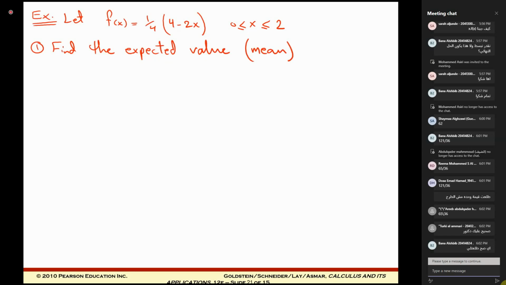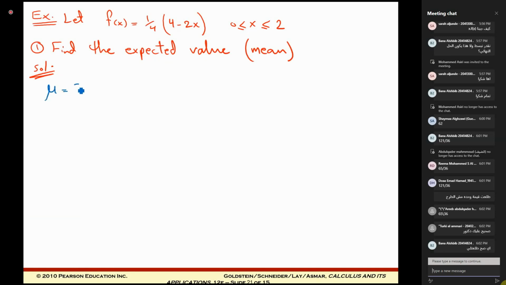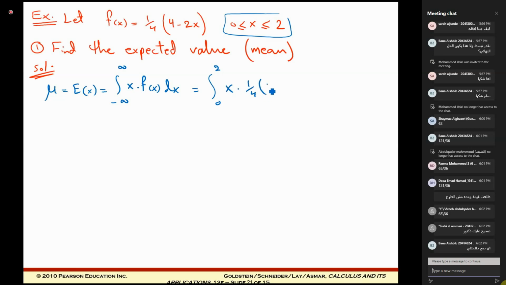The solution to find the mean or expected value. This is equal what? The integral from minus infinity to infinity x multiply f of x. So we have this interval: the integral from 0 to 2 x multiply 1 over 4 minus 2x. This is f of x dx.